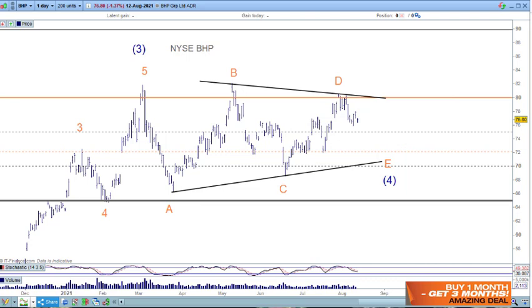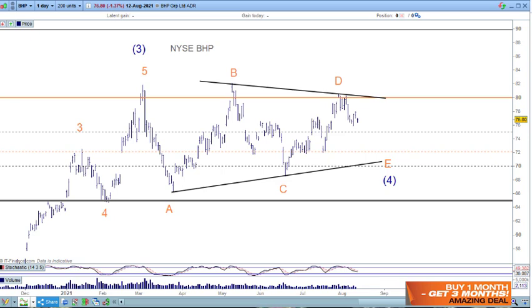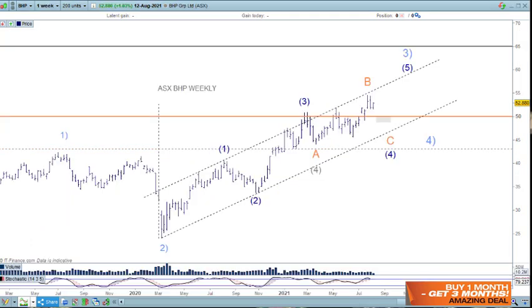The Australian BHP is completely different. It's made more highs up here. I've just been looking at the weekly chart for that, not doing anything in this at the moment. I've got a position here, I'm just holding my position if I can find it there.